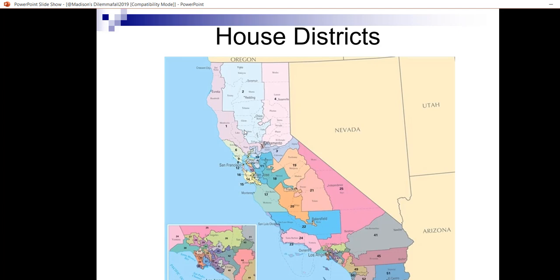This next slide just shows you the districts in the House of Representatives. Sorry, I had to pause for a second, and now I'm trying to catch my brain up to my mouth.